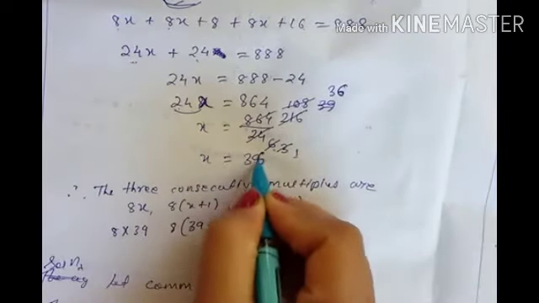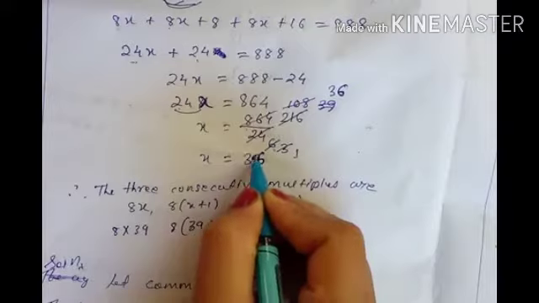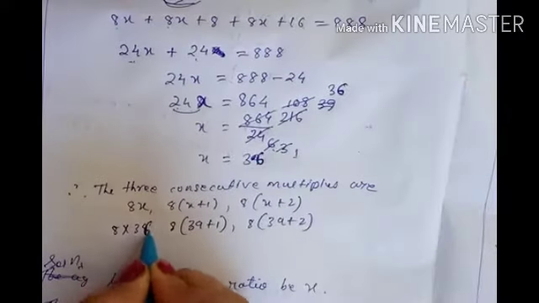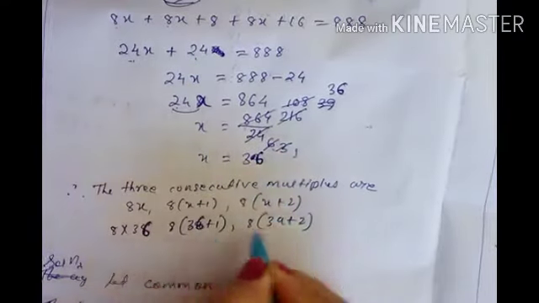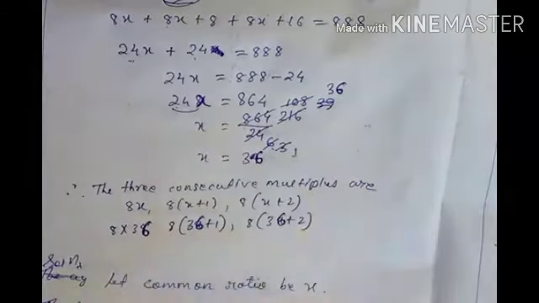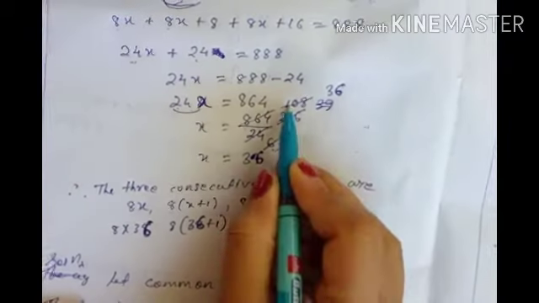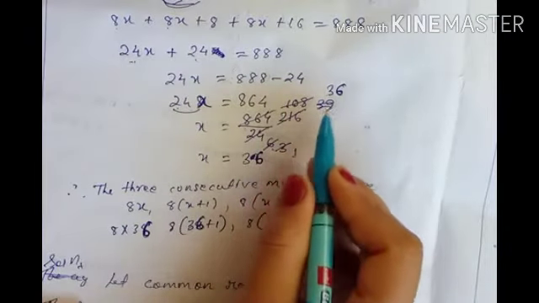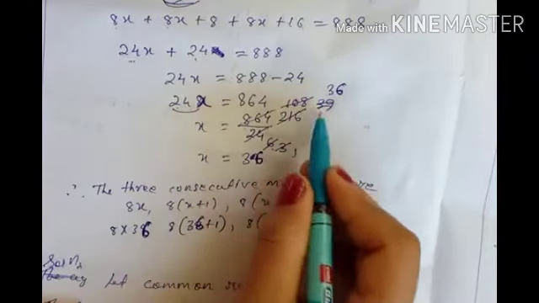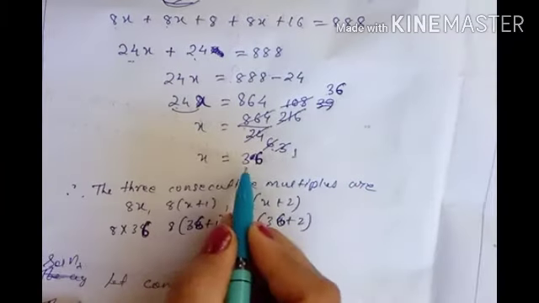So what is the x value? 36. So I made a mistake. This is 36. Please correct it. This is 36. Because when you divide 108 by 3, you will get 36, not 39. So correct this one. Now x value, how much did we get?